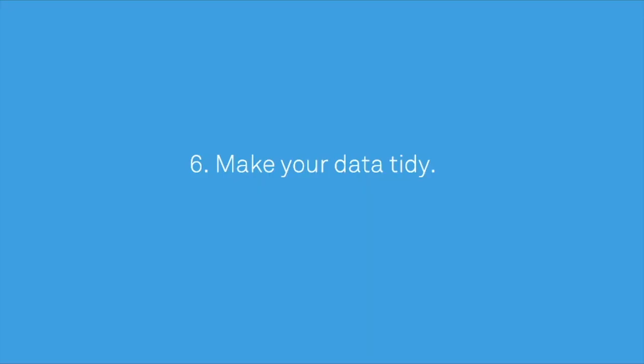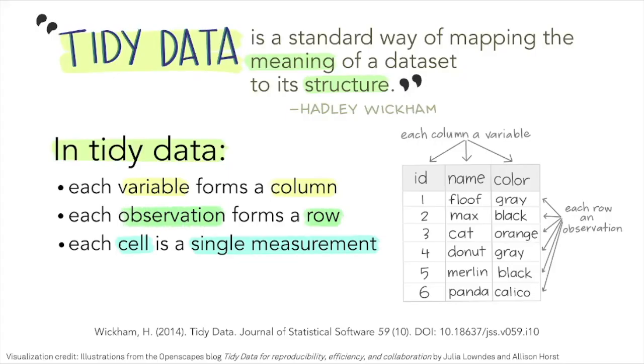Tip 6. Make your data tidy. An important starting point for data analysis is to have clean data. But data can not only be clean, it can also be tidy. Tidy is a special term. It is defined as follows. Each variable is a column, and it contains values. Each observation is its own row, and each cell contains a single measurement.